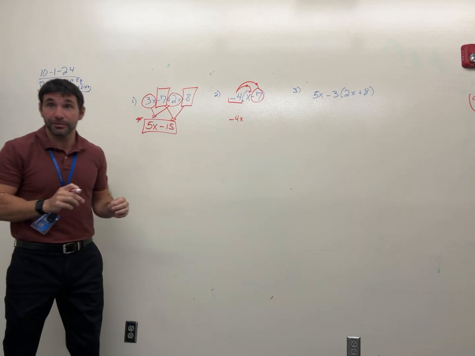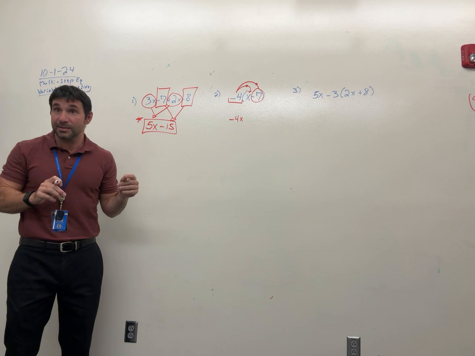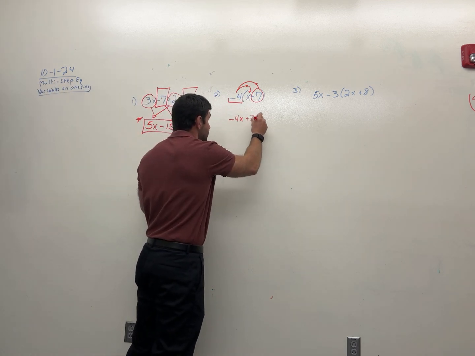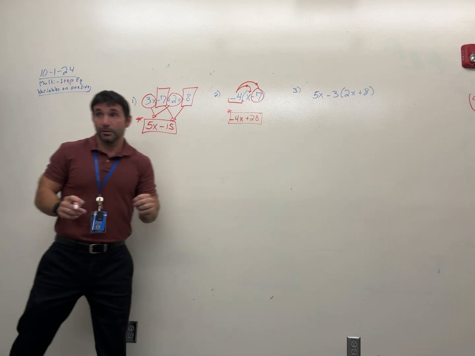And when we did a quiz before, this is where we made a lot of mistakes. It's a negative times a negative, which is positive 28. Okay.